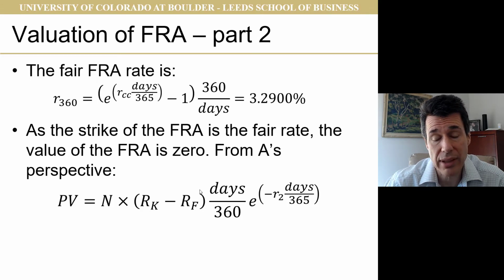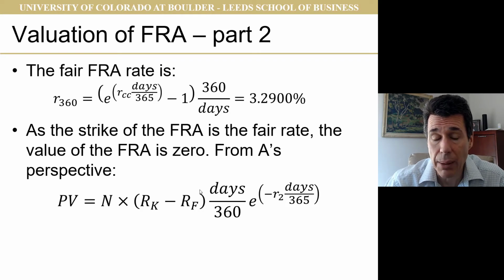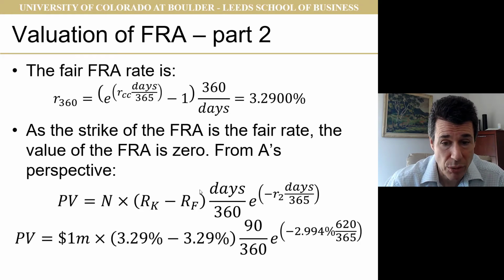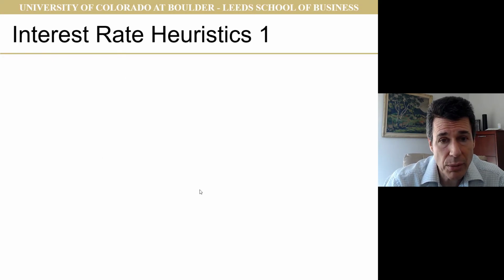Alternatively, from A's perspective, we can plug it into our FRA formula, and we have PV is N times (RK minus RF) times days over 360, e to the minus R2 times days over 365. Now, this is A's perspective. A has agreed to a rate of 3.29%. If the fair rate goes up, then A has agreed too low a rate, which means they should lose money. So we've got RK minus RF. From the borrower's perspective, of course, it would be RF minus RK. And again, both the strike rate, RK, and the fair rate are 3.29%, so the value of the FRA is 0.